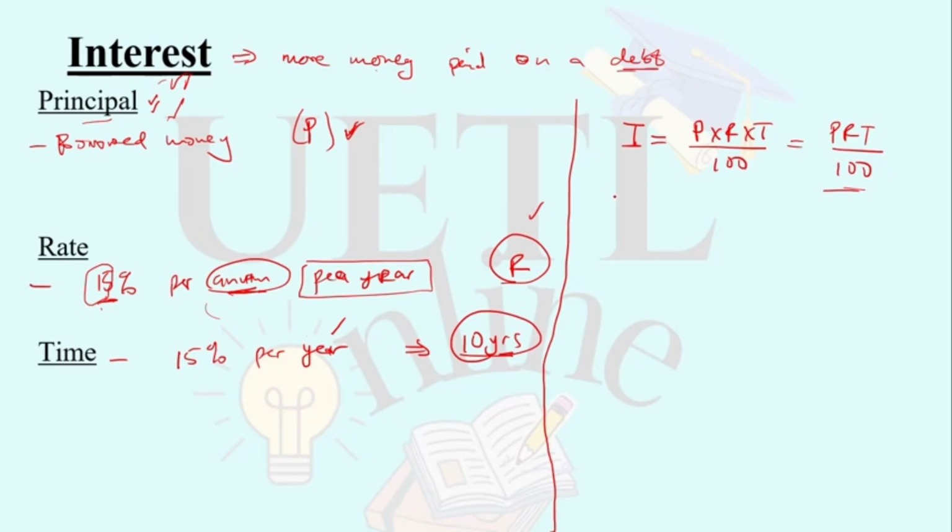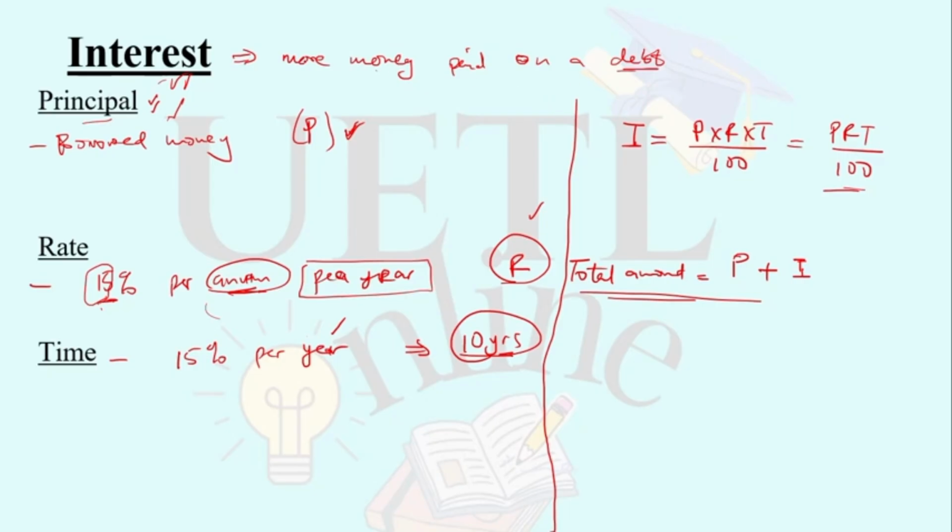If you want to check the money you are going to pay back, the total amount, you take the principal, the money you used at first, plus interest. This is the total amount you are going to pay back. So that is it on interest. It is a concept we use when you borrow someone's money, more money paid on debt.